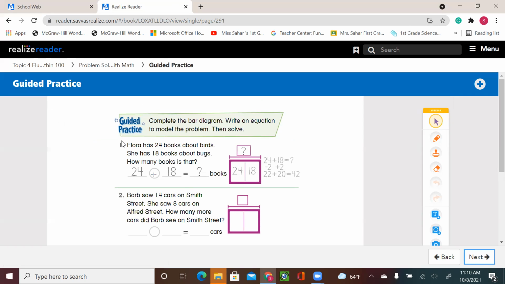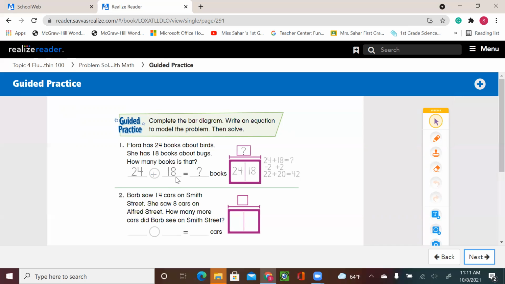Got it, practice? Let's see what we have. Complete the bar diagram, write an equation to model the problem, then solve it. Flora has 24 books about birds. She has 18 books about bugs. How many books in all?